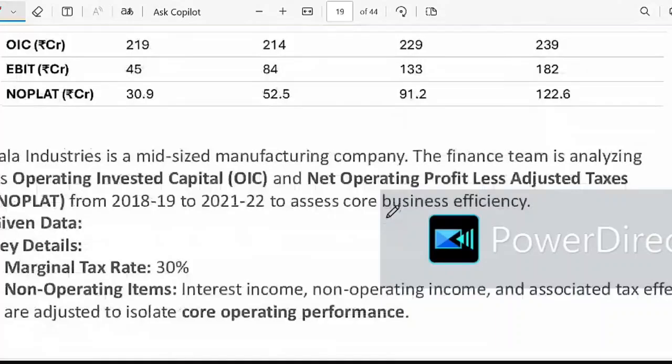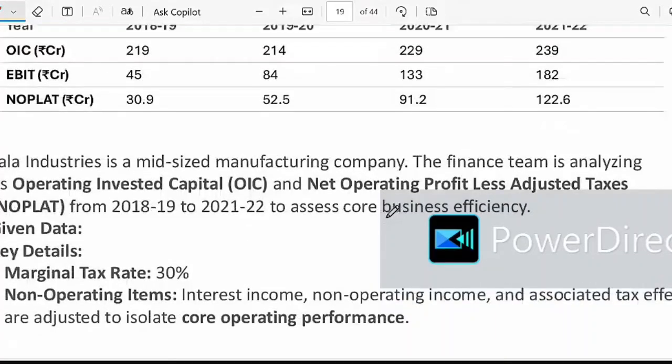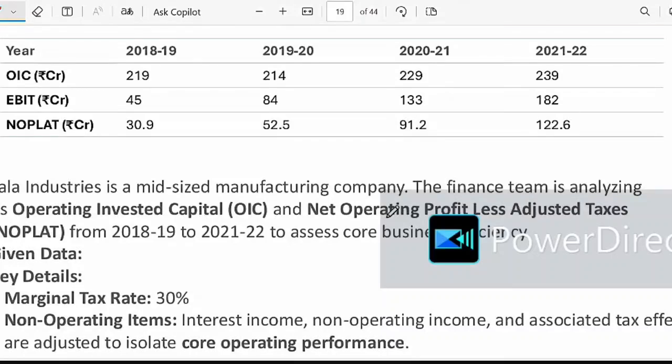Okay. So now have a look at this particular question. This is one more question before you, as you can see on your screen. This is a real world example of Lala industry. The same example has been taken from your book. In your book also the same example has been given, so this will clear your concept.